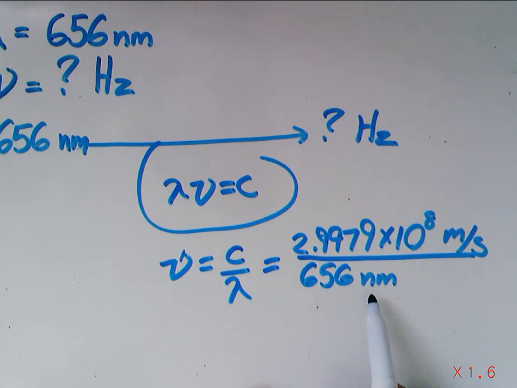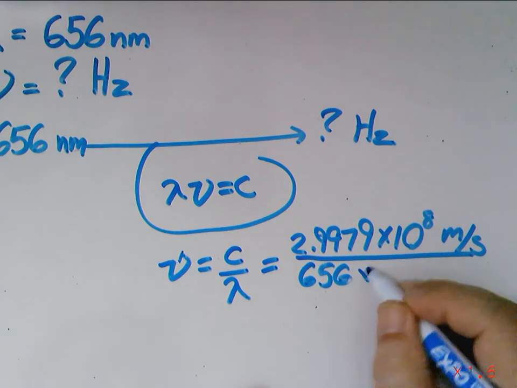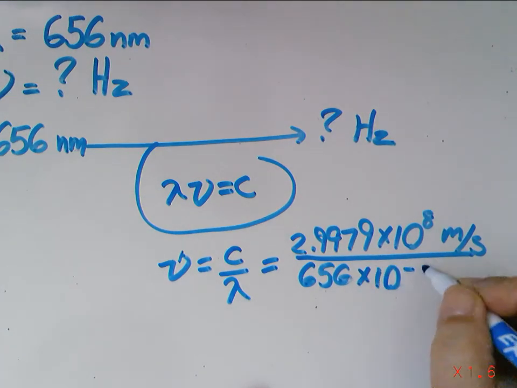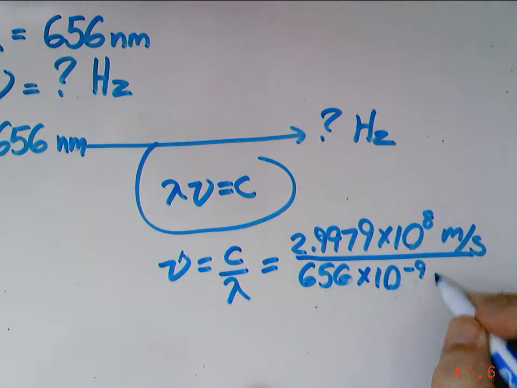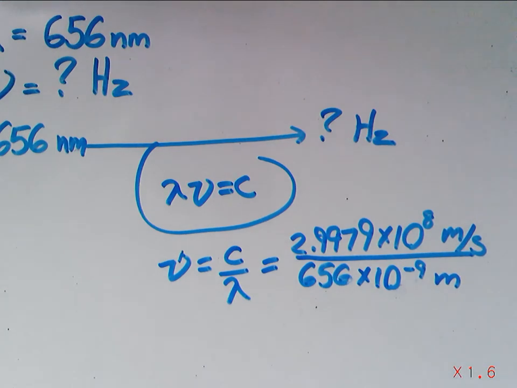Now it's easy to do for me without a lot of fuss because I know what nano means. Nano means times 10 to the minus 9. And instead of having nano there, I'm going to just erase the n and put what nano means, times 10 to the minus 9. Now look what happens. The meters will cancel out, and I'll be left with 1 over seconds, which is the same thing as hertz, which is the units that I'm after.